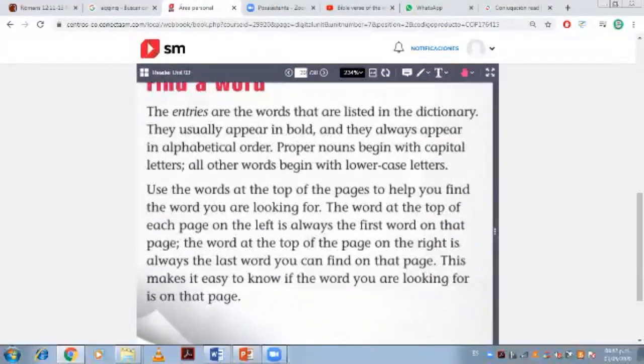The entries are the words that are listed in the dictionary. They usually appear in bold and they always appear in alphabetical order. Proper nouns begin with capital letters and other words begin with lowercase letters. Use the words at the top of the page to help you find the word you are looking for. The word at the top of each page on the left is always the first word on that page. The word at the top of the page on the right is always the last word you can find on that page. This makes it easy to know if the word you are looking for is on that page.